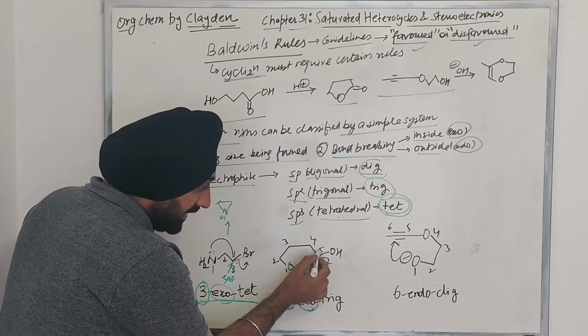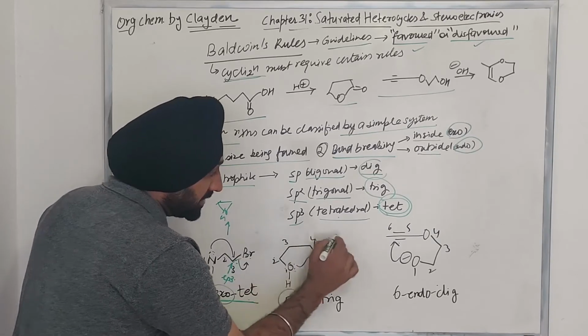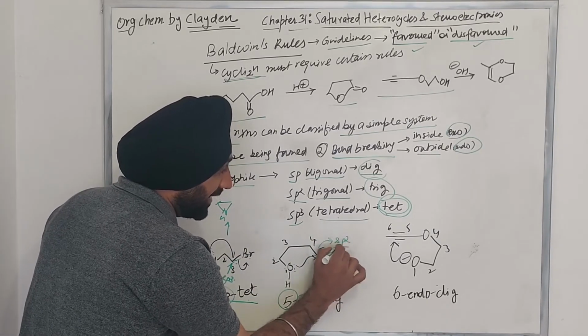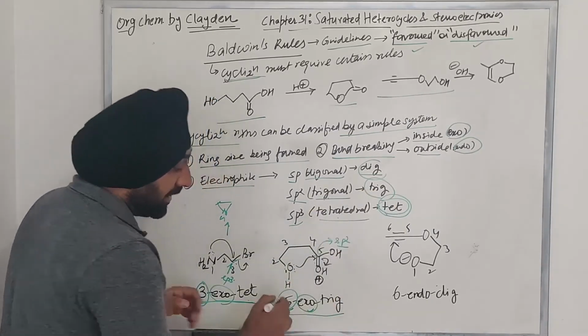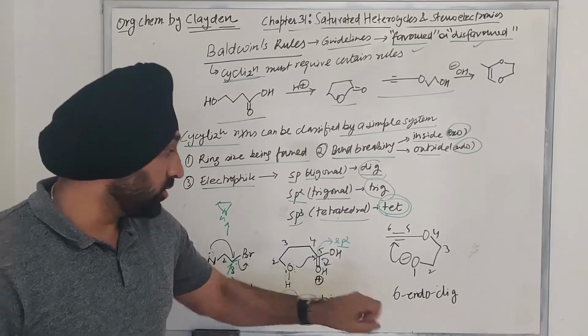And what about the hybridization of this particular carbon? इसकी hybridization क्या है आपकी? Trigonal है आपकी. So it is going to be trig. So this is going to become 5-exo-trig.